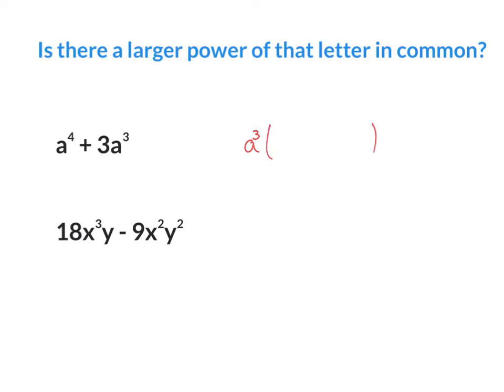What do we multiply a cubed by to get a to the power of 4? Well, it's simply another power of a. And what do we multiply a cubed by to get 3a cubed? Well, just by 3. Same sort of thing here.